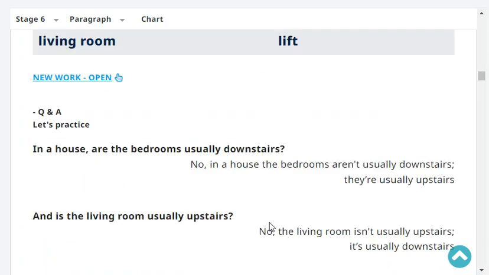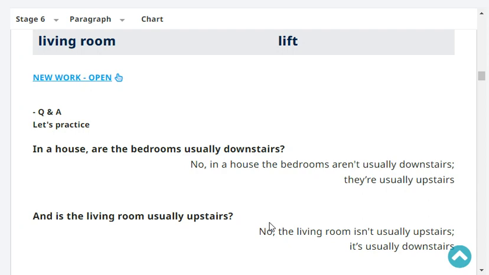Okay, next. In a house, are the bedrooms usually downstairs? No, in the house, the bedrooms aren't usually downstairs. They are usually upstairs. Very good. And is the living room usually upstairs?